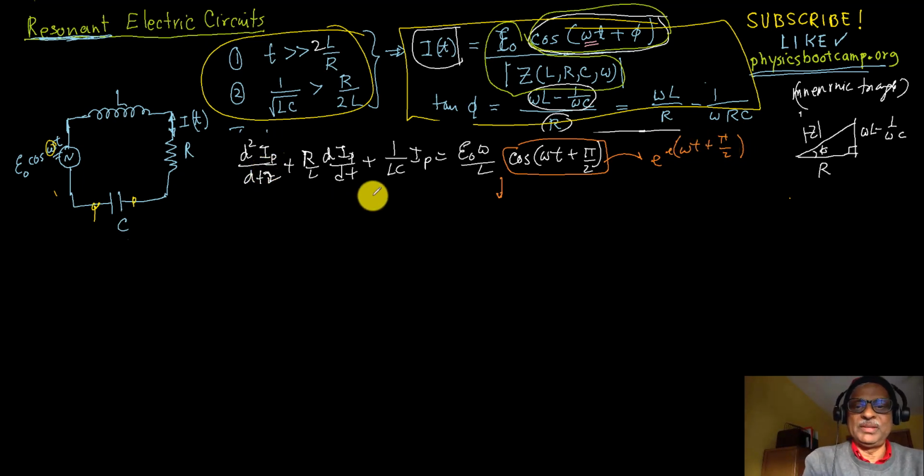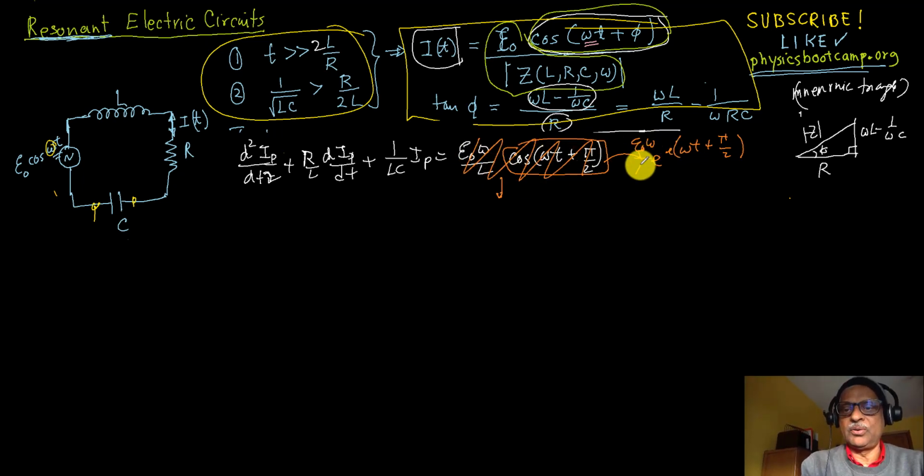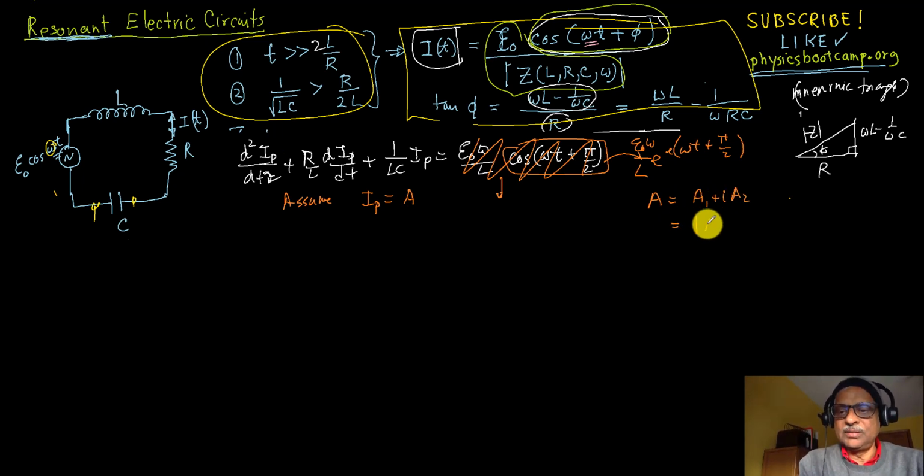And then this equation gets replaced by E0 omega over L on the right side. So on the left side, you have to generate e to the power i omega t, right? So you assume I_p to be some constant A, which is complex now. So A is actually A1 plus iA2, or you can write A e to the power i phi.